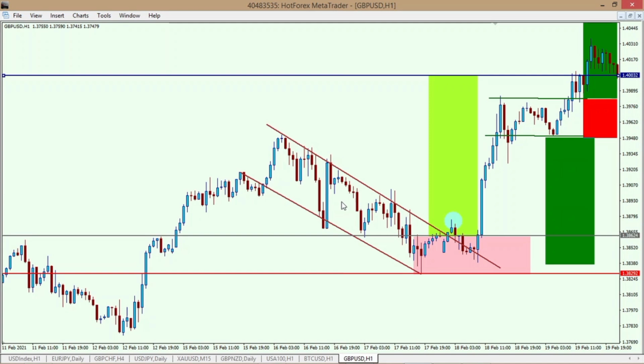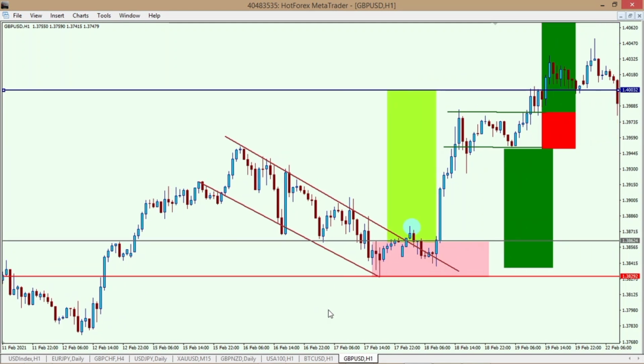So what is the shape of a flag? A flag is called a flag because it is like a flag in real life. So you have a flagpole and then you have the flag. So this is a bullish flag. We have price going up and then it goes into consolidation, right? So it goes up, then enters a consolidation. That's a flag.